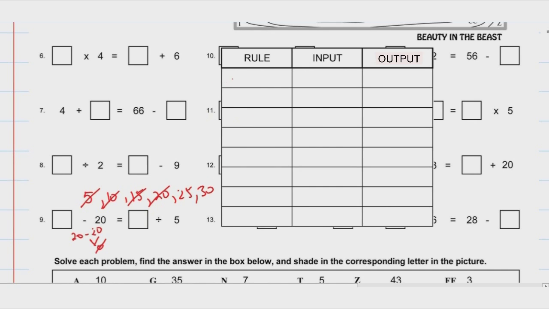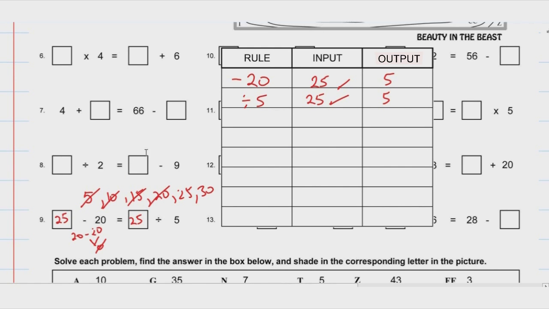So we have minus 20 here. We have divided by 5 here. We put 25, 25. 25 minus 20 is 5, and 25 divided by 5 is 5. Woohoo! That was fast. So this is 25, and this is 25.